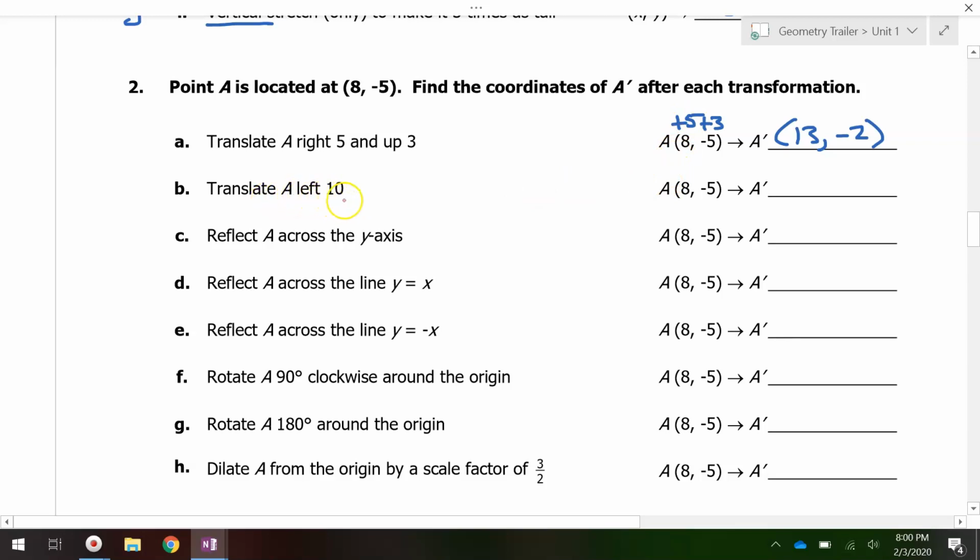Translate left 10. We're only moving to the left, so I'm going to subtract 10 from the x value. I'm going to leave the y value alone. Negative 10 and 8 is negative 2, so that's (-2, -5).